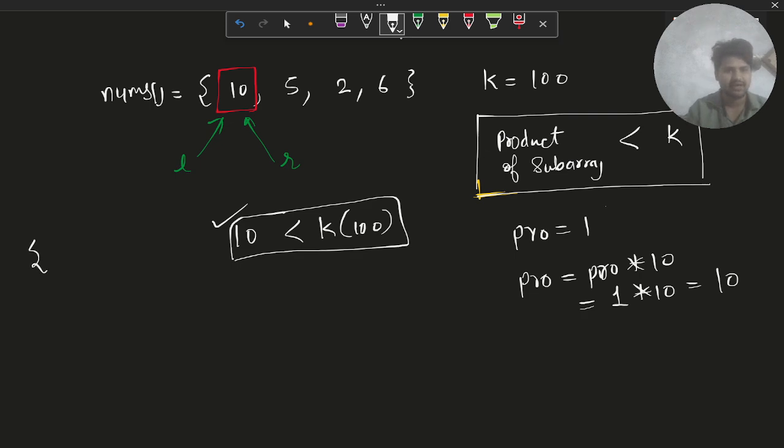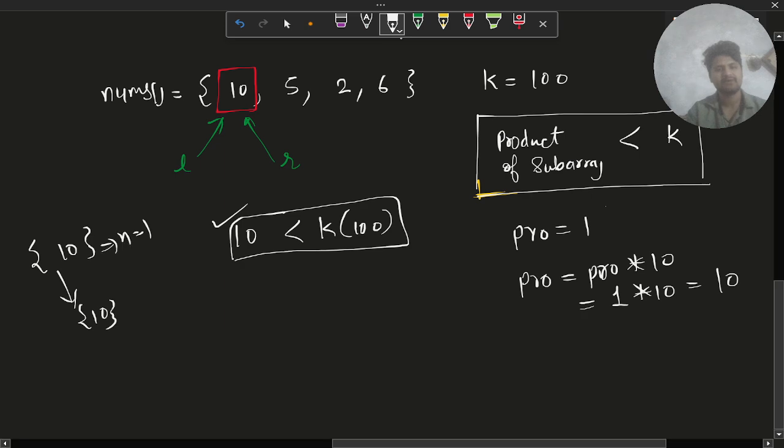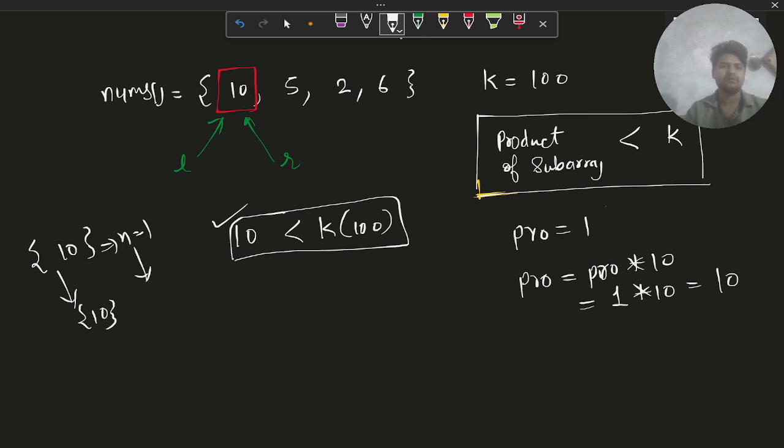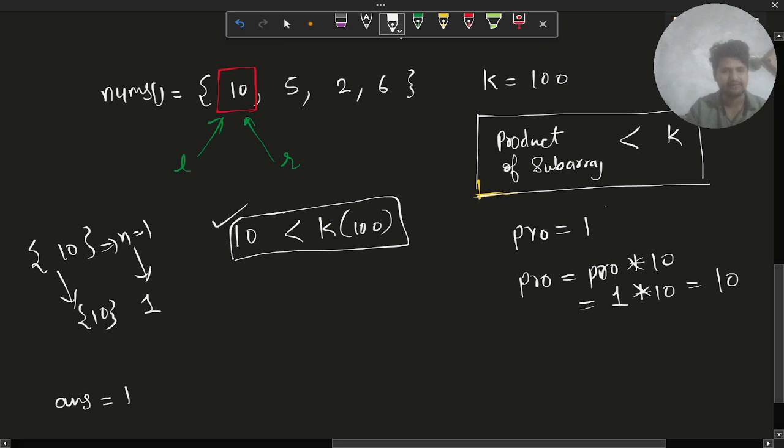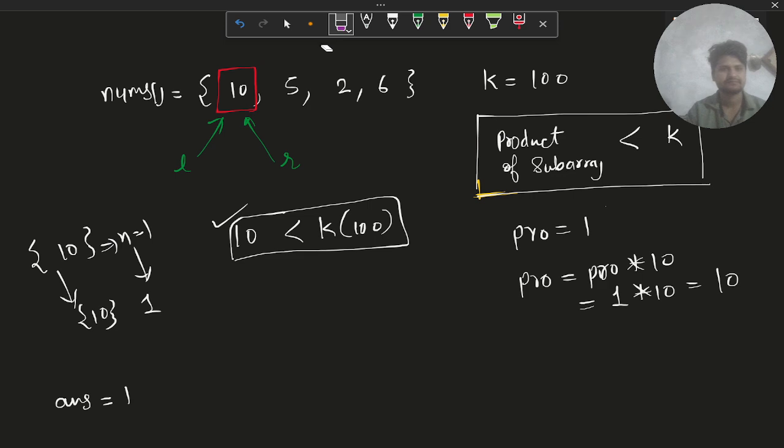So you have 10 included. How many subarrays can you form? Only one. As you can see, n equal to 1 means you can form one subarray from that. Okay, so let's say I have an answer. I have added 1. Now move the window.